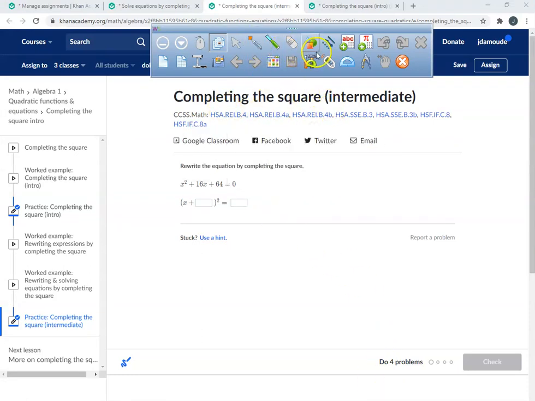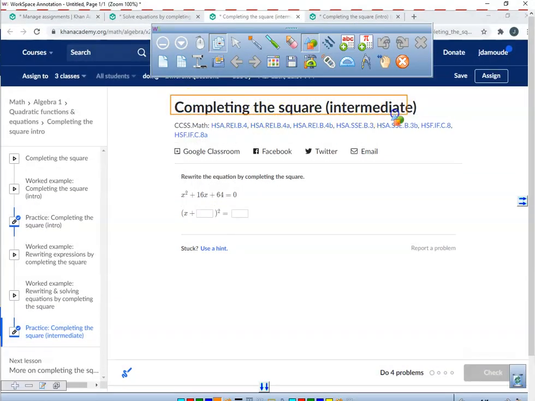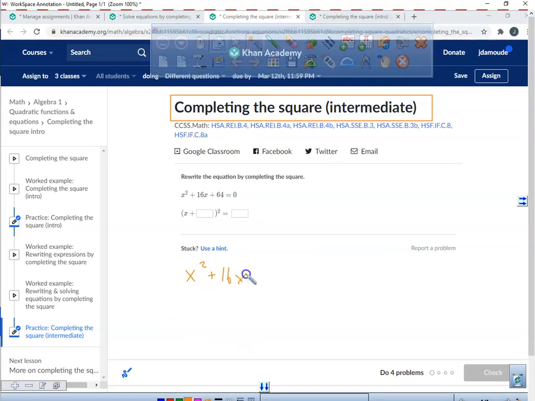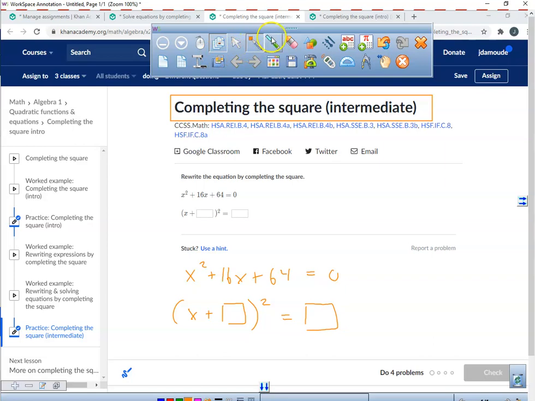All right, so what I'd like you to do is in your journal, make sure you title it, this is the intermediate one, okay? So I'm going to make it a little bit bigger here. It says x squared plus 16x plus 64 equals 0. And then you have parentheses, with an x plus an empty box where we're going to fill in a number, and then we're going to fill this in with a number. Do you have that one? Good. I have a student who has that one. We're going to work through the steps of what we would do.